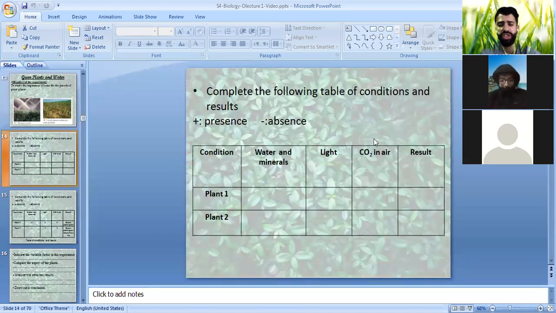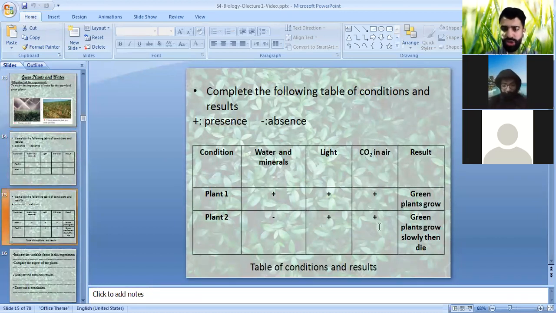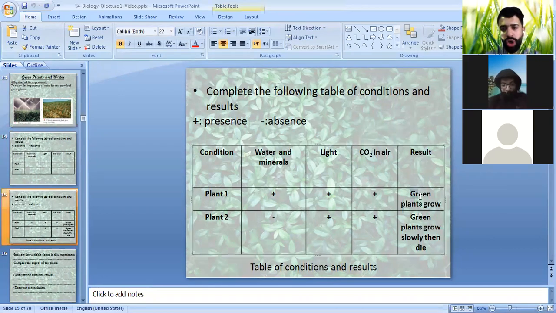So this table of conditions, you have to complete it. Both of them contain CO2. Both of them contain light. One of them contains water and the other lacks water. So the one that contains all the conditions will grow normally, and the one that's lacking water will grow slowly and eventually it will die.